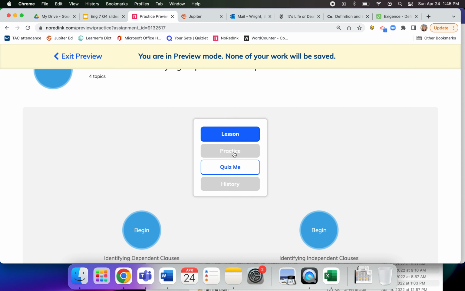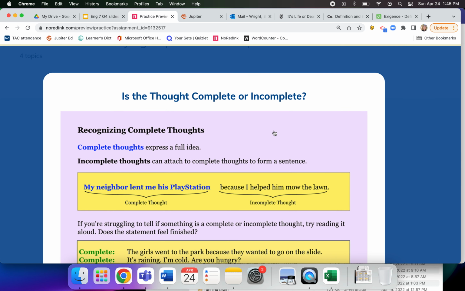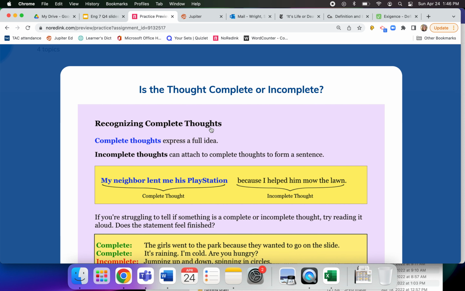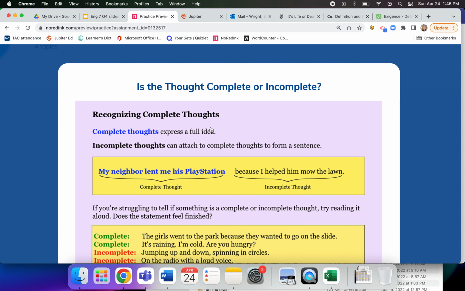So let's start at the beginning with the first lesson. This is a part that it's really important to pay attention to if you're not quite sure how to go about this. This is all about recognizing whether a piece of writing is a complete thought, which is really important, not just as a reader, but really for improving our writing. To put it very simply, complete thoughts express a full idea. Incomplete thoughts can attach to complete thoughts to form a sentence.